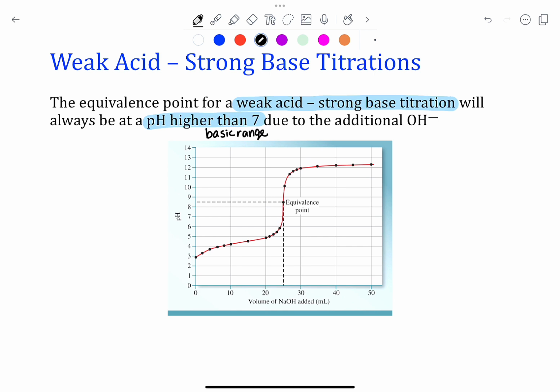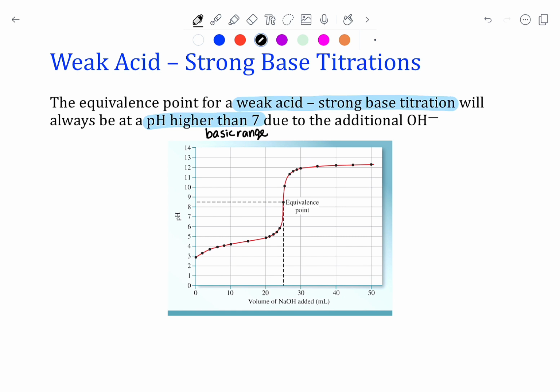You can also think of it as, if I have a weak acid and a strong base, and those two are competing with each other, the strong base is going to win out for when the reaction is going to be completed. So there's going to be leftover OH minuses in solution that go unreacted, resulting in a more basic solution when the reaction is complete. So we see the equivalence point being in the more basic range. Here we have it at 8.5.